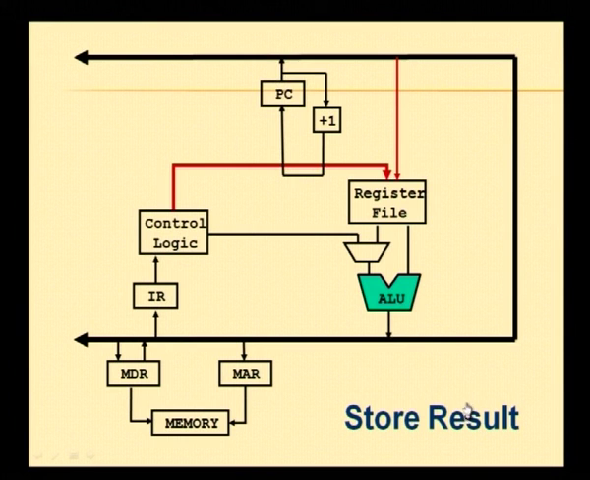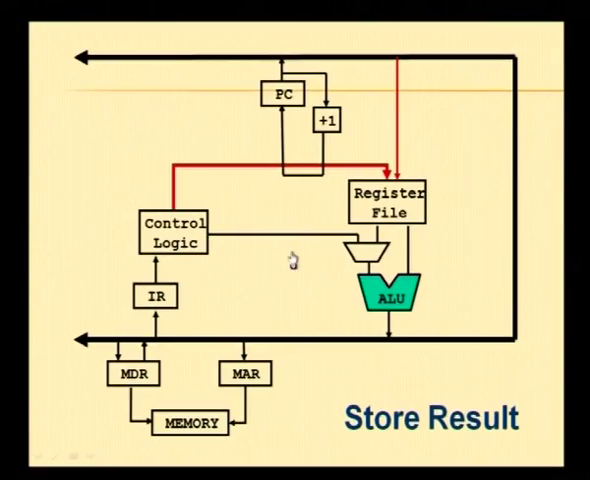One is that you are storing a result into a register, or storing a result into memory. So, let us look at the simple one first, which is storing the value into a register. What will be the control signals required for that? You have to tell the register file to take the data which is available on the data bus, which would typically be available at the output of the ALU.